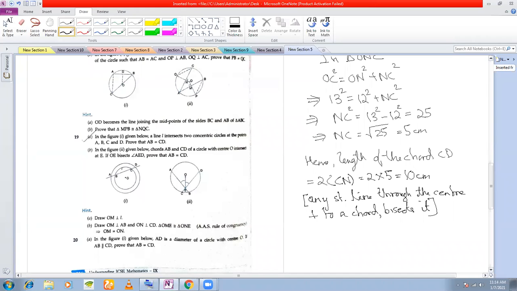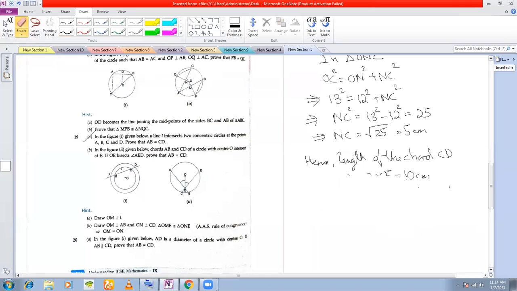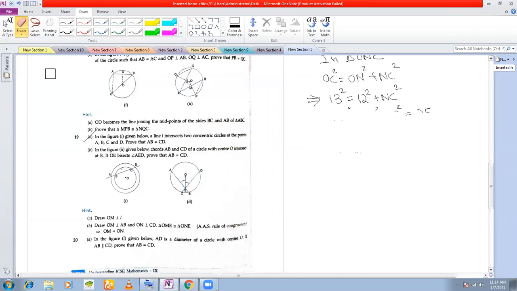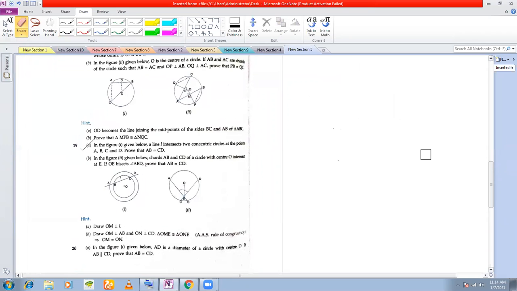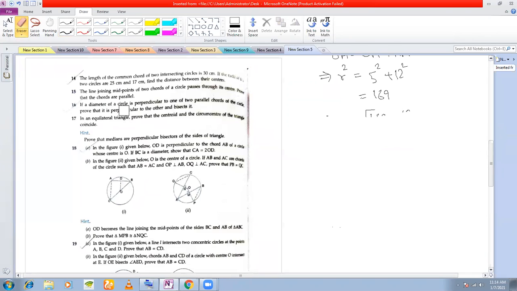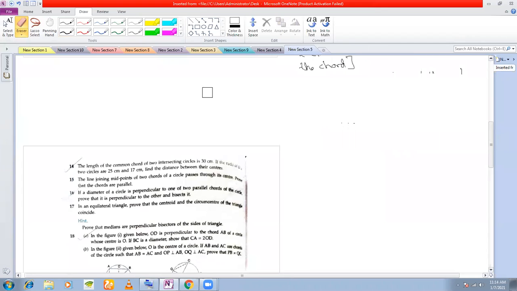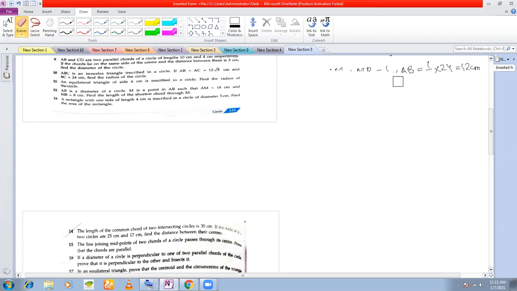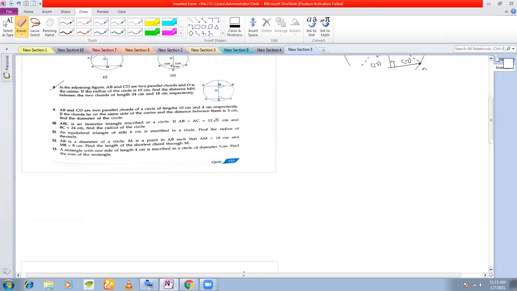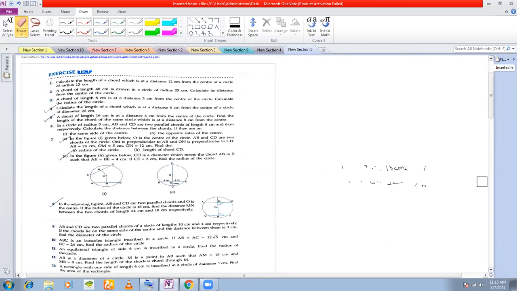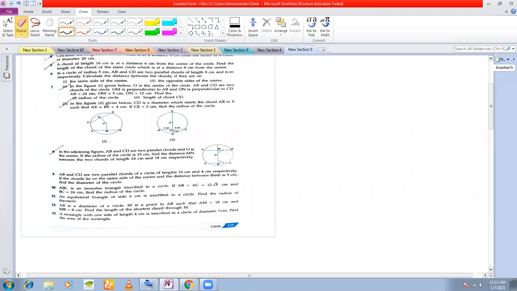Let us move on to the next problem, 7b. All these problems that I'm doing are important, and if you are able to do these problems, the other problems also you will be able to do. Let us see the next one, 7b. We draw the diagram first and then read the problem.